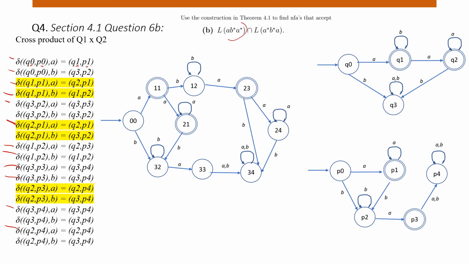So this is our first DFA for this language right here, this is the DFA for this language right here, and then this is the cross product of those two, only considering the accessible states, and now we have the intersection of these two languages.